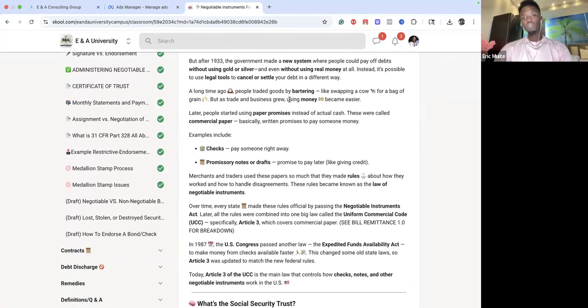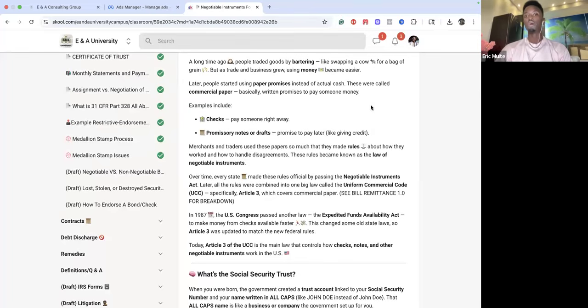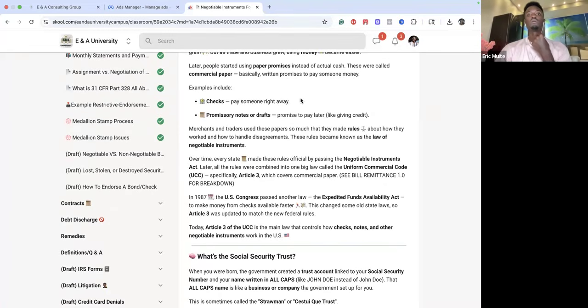So a long time ago, people traded goods by bartering, right? Like swapping a cow for a bag of grain. But as trade and business grew, using money became easier. So later, people started using promises instead of actual cash. These were called commercial paper, basically written promises to pay someone money. Some examples of these promises are checks, which we still use to this day, promissory notes, and drafts, right? And we'll get into more examples of these later.